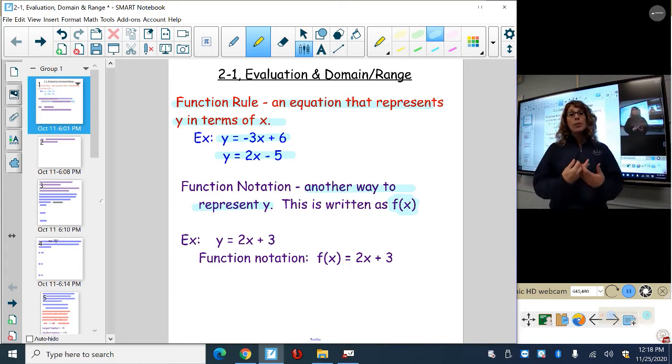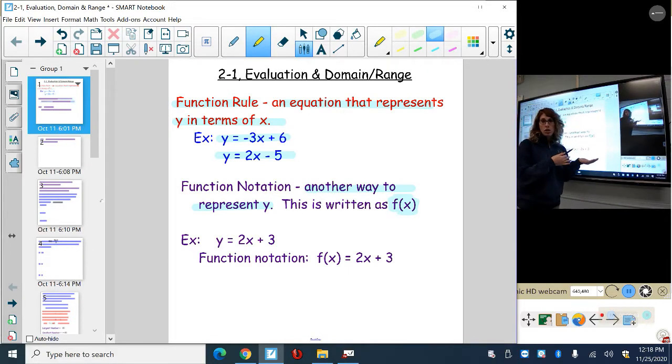It's kind of like calling me Mrs. Yoder instead of calling me Kendra, because it's respect. It's just saying it's a formality. This is a formal notation for f of x, or for y equals. So if you have y equals 2x, function notation is now going to be f of x equals 2x plus 3. That's all that is.